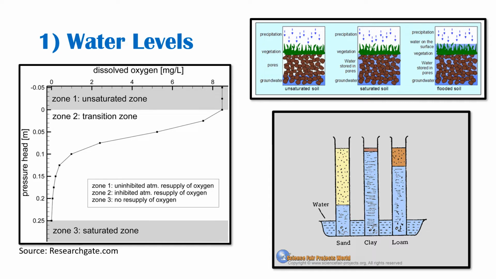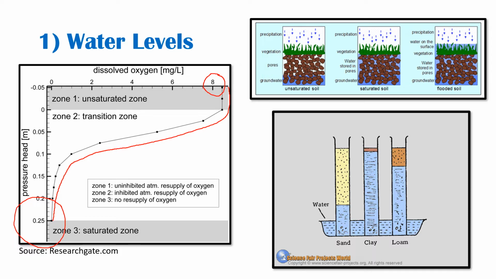So this shows a transition from a saturated zone up to an unsaturated zone. And as you can see, in the saturated zone, we have a very low dissolved oxygen concentration. And as we move up to the unsaturated zone, the dissolved oxygen goes up to 8 milligrams per liter.